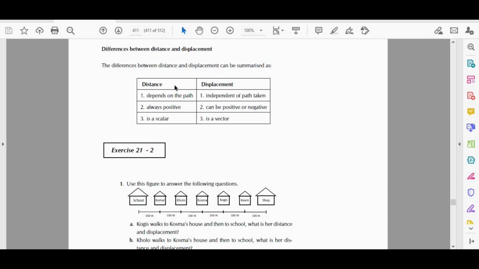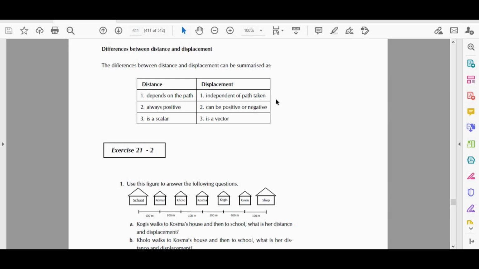So this little table is very important, girls. The differences between distance and displacement can be summarized in tabular form. One, distance depends on the path that you travel, while displacement is not dependent on that. It's your final position minus your initial position. Your distance will always be positive, but your displacement can be positive or negative depending on the direction of your final position from your initial. And distance is a scalar, while displacement is a vector.